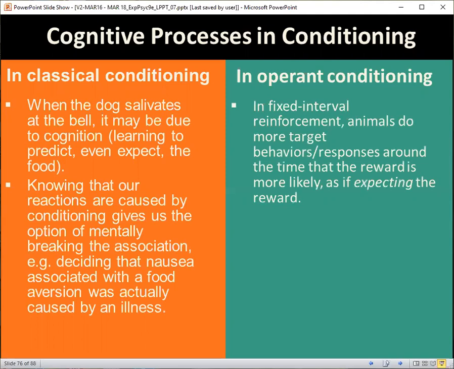In operant conditioning and fixed interval reinforcement, animals do more target behaviors, target responses around the time that the reward is more likely, as if expecting the reward.